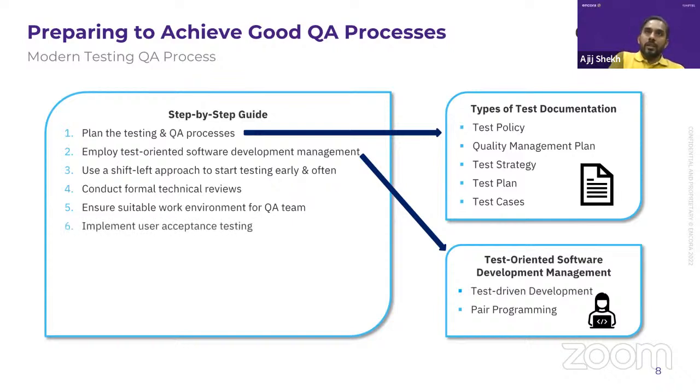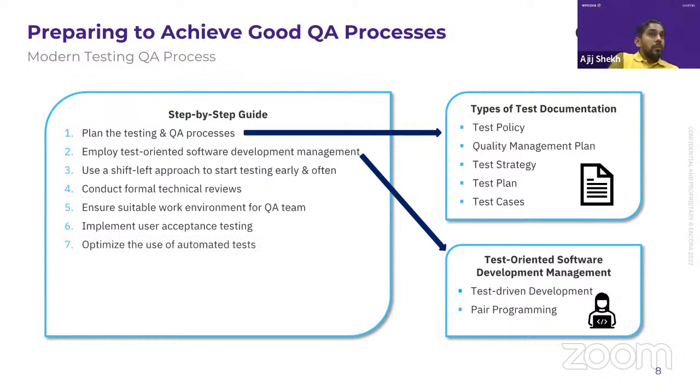Implement user acceptance testing. UAT is a very important part. Whenever we complete the build and send it to the team, you test it as a user, as if you don't have any idea about the system. This UAT testing is most probably done by a third party, or someone who has no knowledge of the system. This is UAT testing.